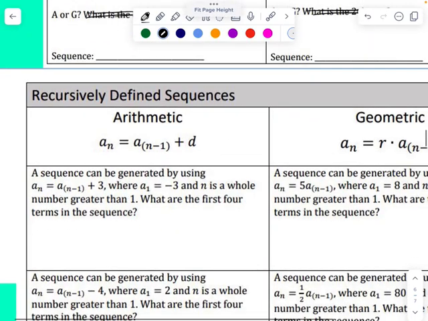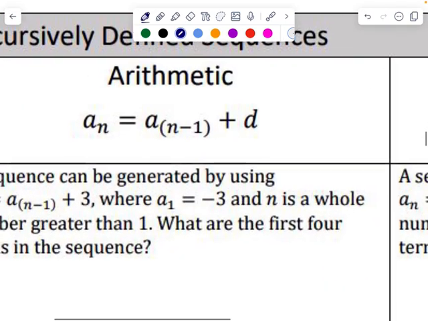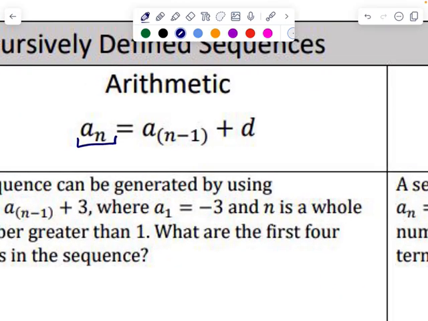The very last concept that we touch on is what happens if you have a recursively defined sequence. They give you the equation for it, and you have to figure out what the next term is. On arithmetic, this is essentially like your y equals. That just tells you the sequence is this. This a sub n minus 1 is the previous term.